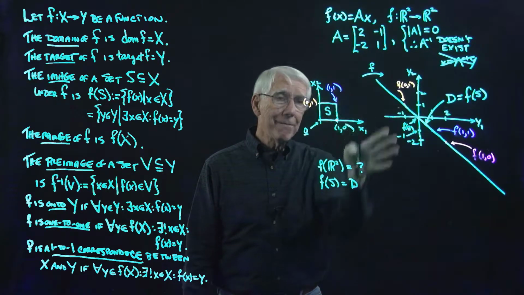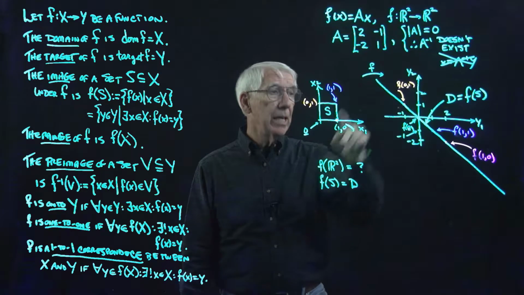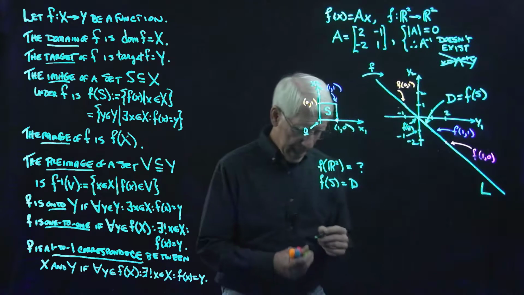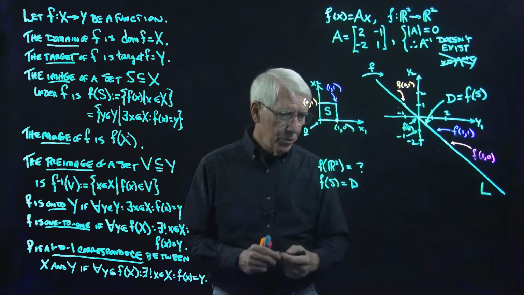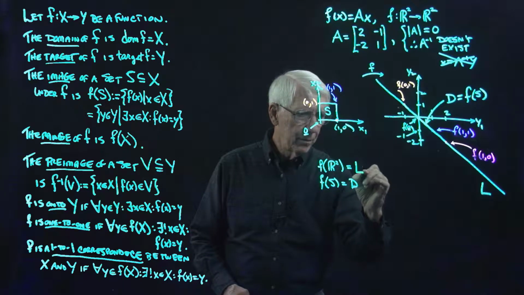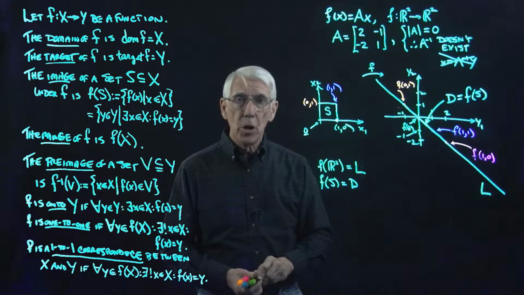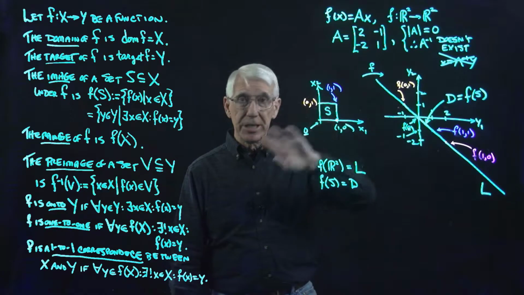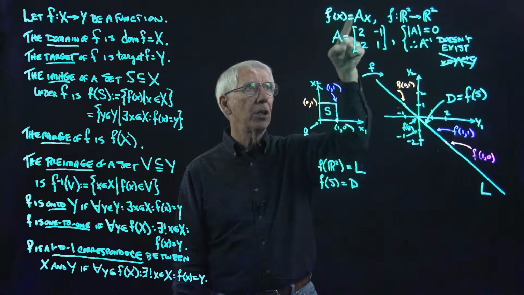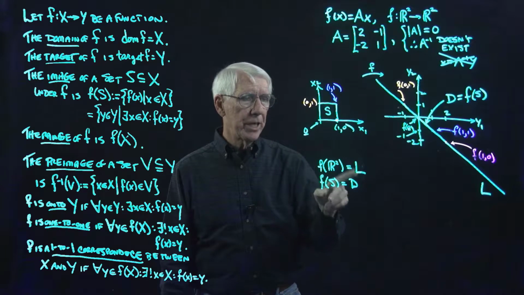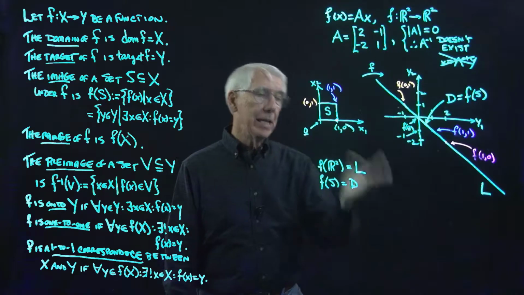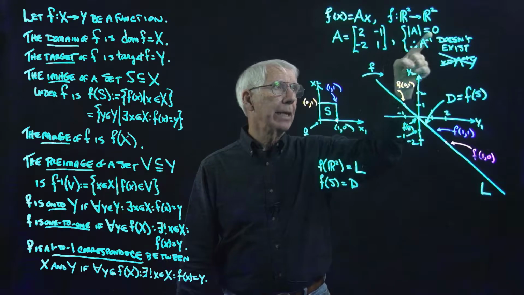And that means that everything in the space is getting mapped into this line here. I'm going to call this line L. So f of R2 is this line L. It's nothing like what we saw in the first example, and that's entirely because in the first example, the determinant was non-zero, so we had a non-singular matrix defining f, which was therefore a one-to-one and onto function, a one-to-one correspondence. And here, by contrast, the determinant is zero.